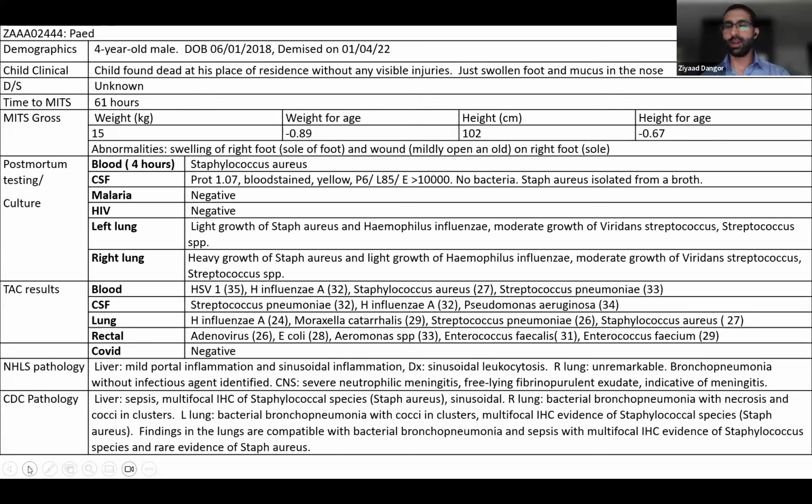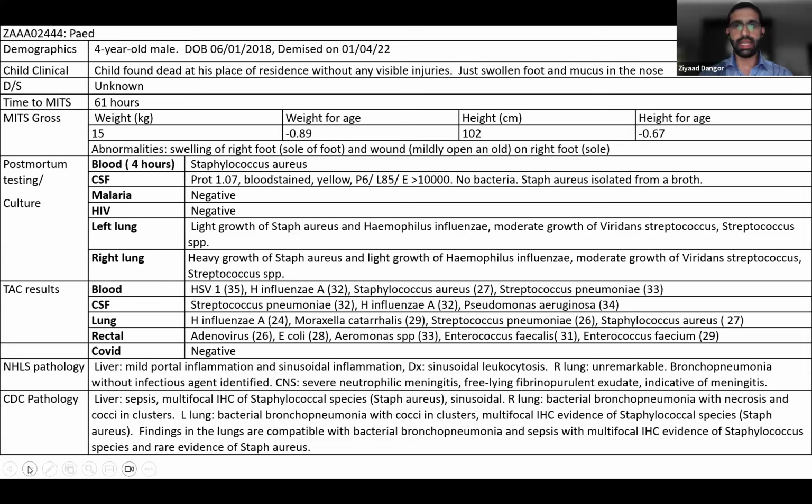Okay, teams, let's go. This is a 4-year-old child, born in 2018, who died in 2022 and was found dead at his place of residence. There were no visible injuries, and this is important. There was no history of toxin ingestion. What they found was he just had a swollen foot and some mucus at his nose. When they weighed him, his weight was 15, and his anthropometry was normal. The only thing they saw was some swelling on the sole of his right foot, and a small wound.